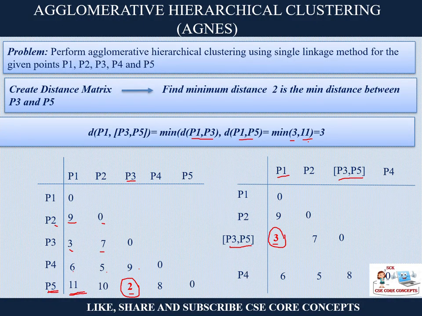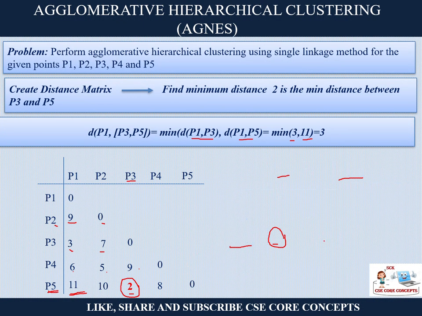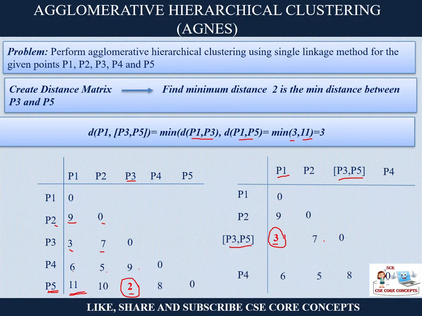From this matrix only. You may not write this matrix, that's okay, but you have to write down this one, so you find 11. The original matrix you have to preserve here for reference. So out of 3 and 11, which is the minimum value? 3 is the minimum value.